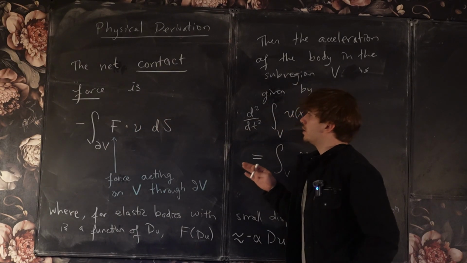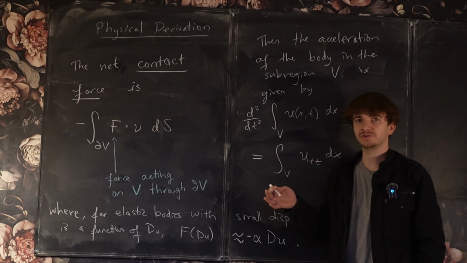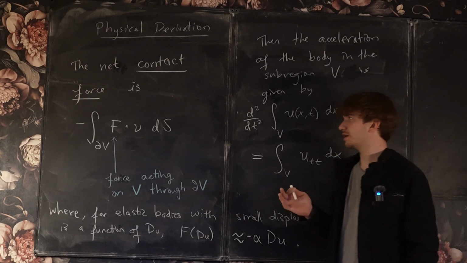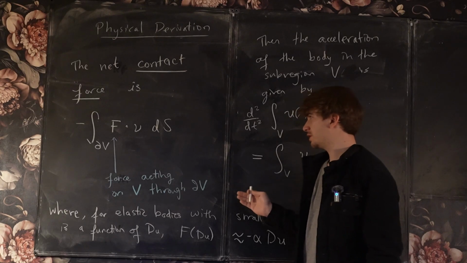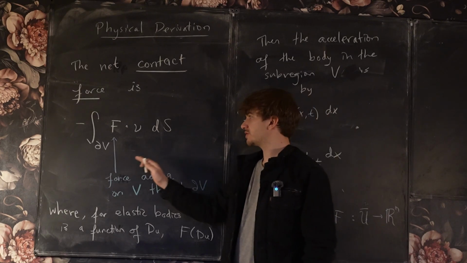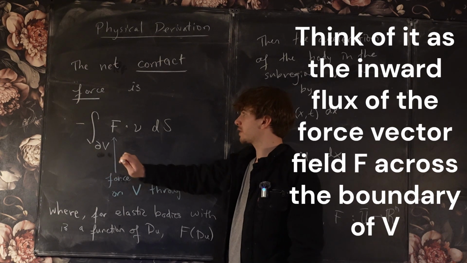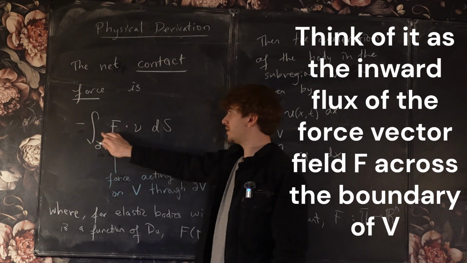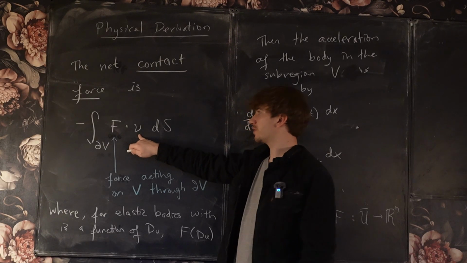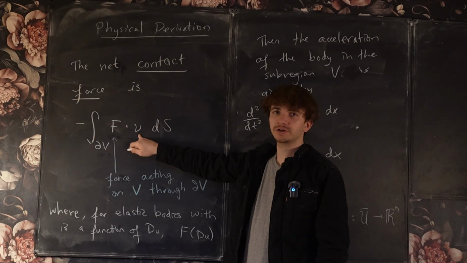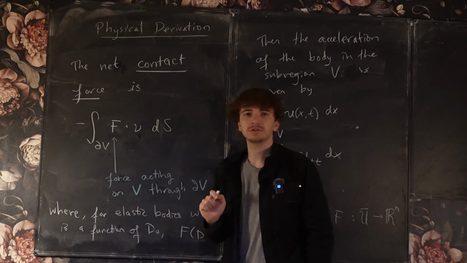So now, once we understand the acceleration, again, our plan is to use Newton's second law, so we need to understand the force. The net contact force on the region V is a somewhat mysterious expression, this integral over the boundary of the set V of the negative of this force field F, dotted with the outward unit normal vector to the surface and integrated over the boundary of the surface, okay?